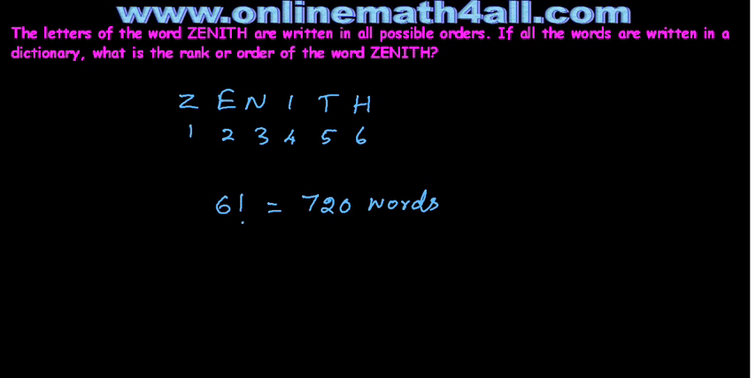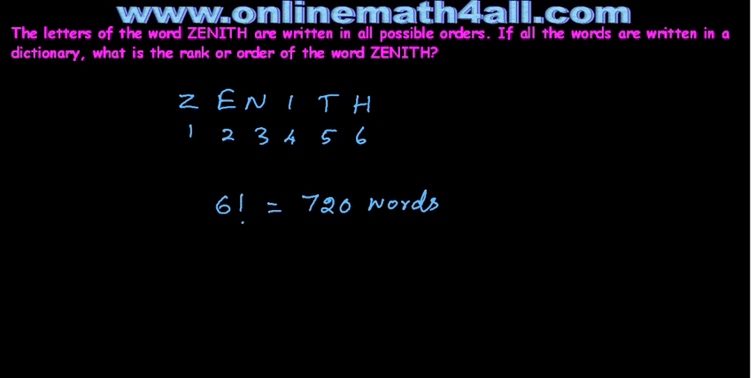Now I am going to write all these 720 words which have been formed with the letters of the word zenith in a dictionary. So where will the word zenith come, or what is the rank or order of the word zenith?